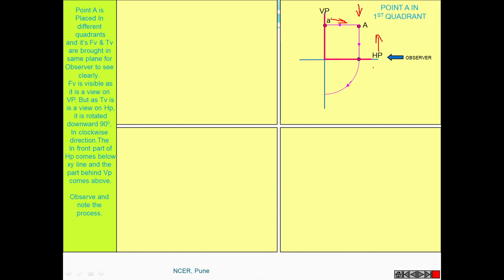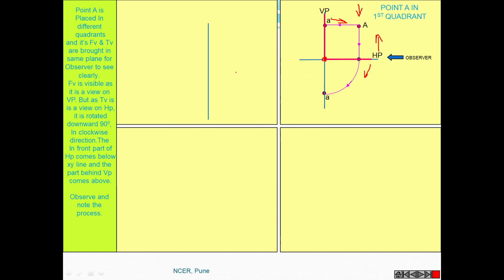And after rotation of the horizontal plane in clockwise direction, you get the position of a top view of a point A below the XY line. So this intersection is the XY line, and you will get the top view below the XY line. So A dash is above the XY line and A is below the XY line. Point in the first quadrant: front view above the XY line, top view below the XY line.